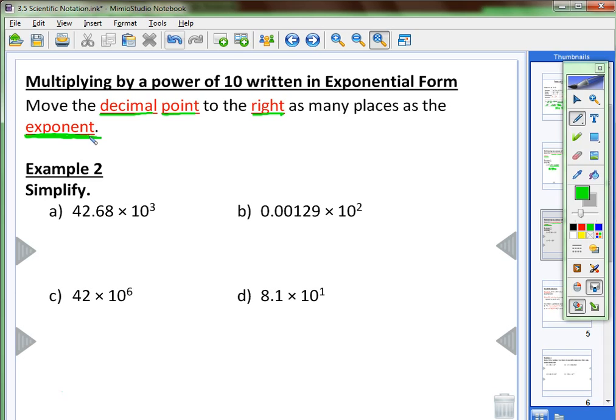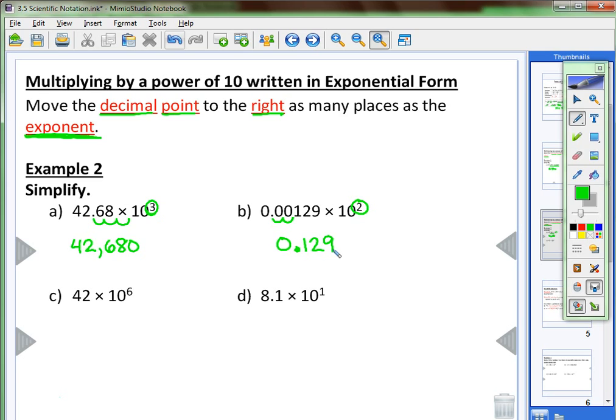So in example 2, part A, we have 42 and 68 hundredths times 10 to the 3rd power. So the decimal point will move 3 places. 42,680. Part B is 10 to the 2nd power. So we're going to move it 2 places, and it becomes 129 thousandths.